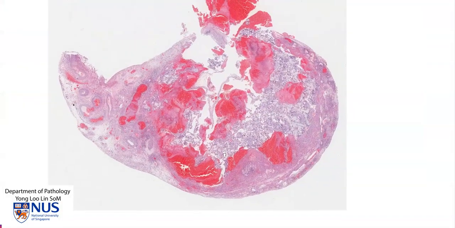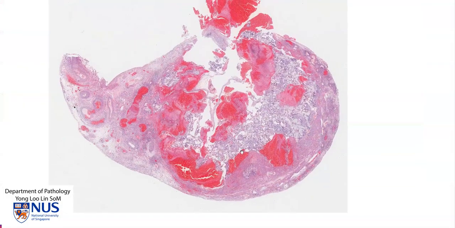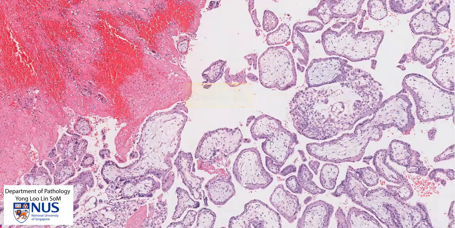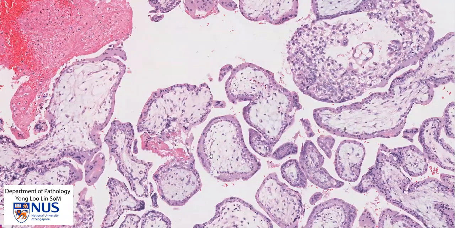Going back on low magnification, we can see that the fallopian tube wall from here to here is markedly thickened, and there are numerous chorionic villi within the tubal wall. We can recognize the chorionic villi by seeing these rounded to slightly irregular structures with a very loose myxoid central stroma and surrounded by two layers of cells.